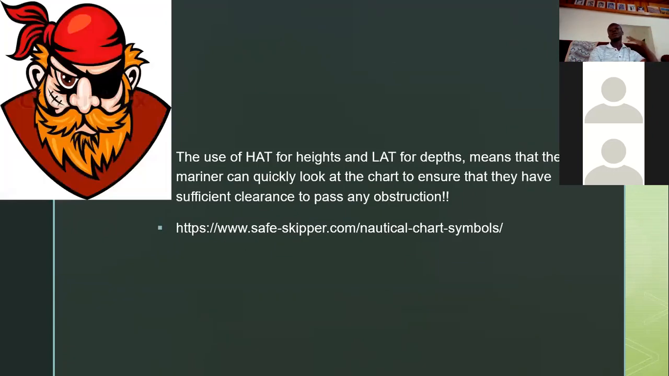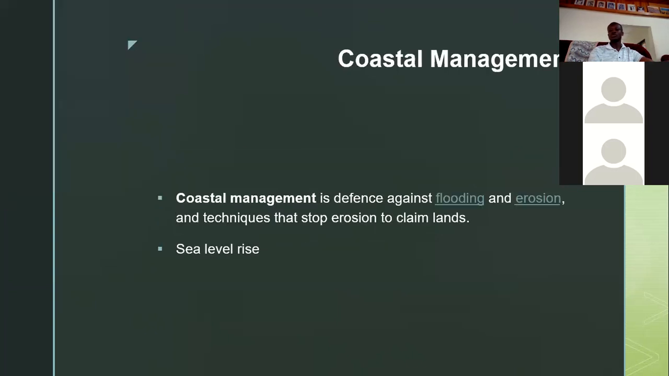All right, so we can even talk about high astronomical tide. That's another level that people who have finished GSS may not know or cannot relate to. It's okay, but don't worry yourself too much about it.